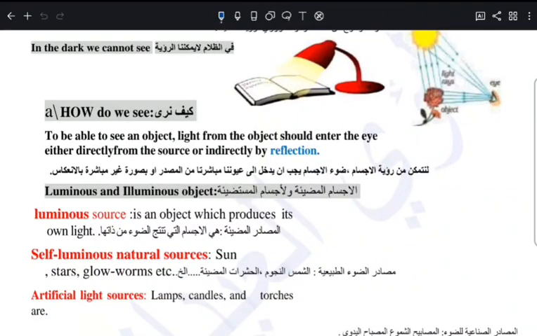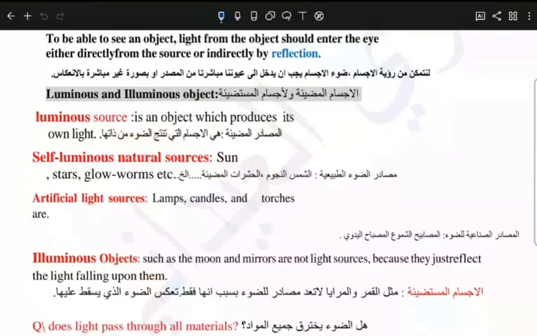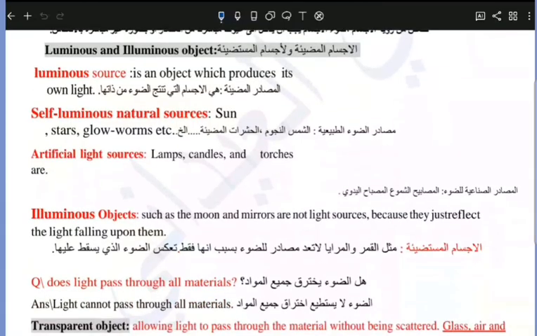Directly from the source or indirectly by reflection. Okay, excellent. Now, luminous and illuminated objects. What is a luminous source? A luminous source is an object which produces its own light. What are the types of luminous source?